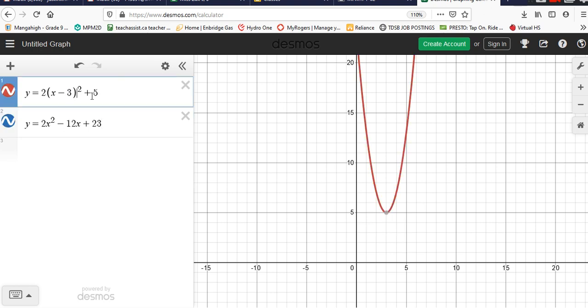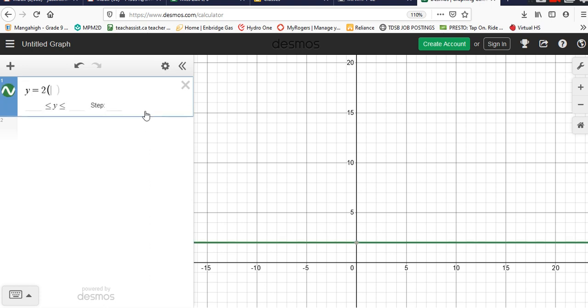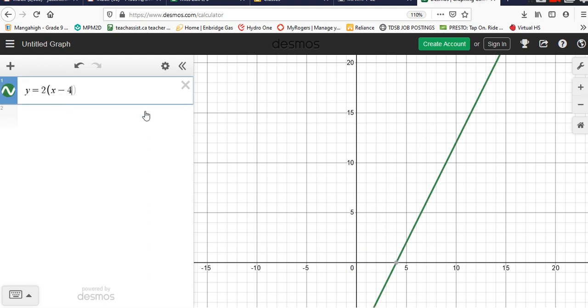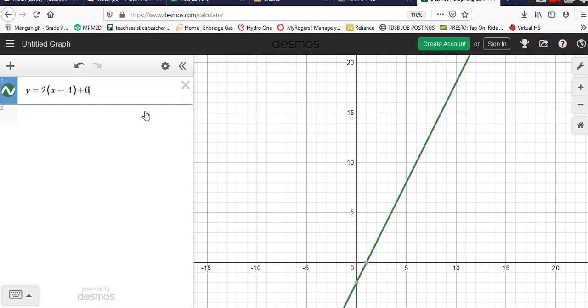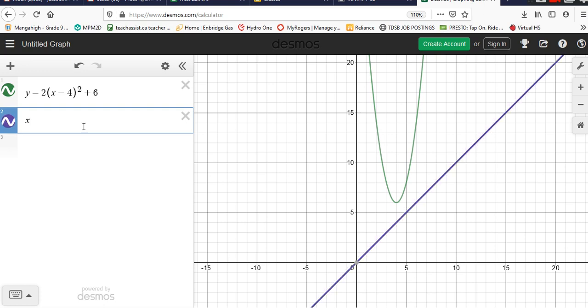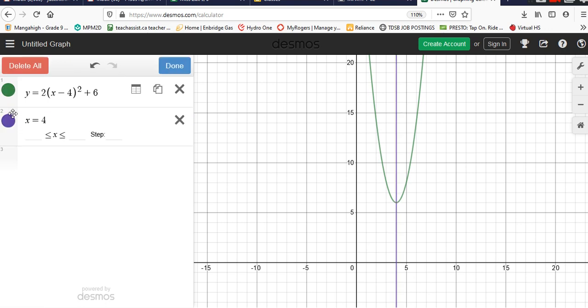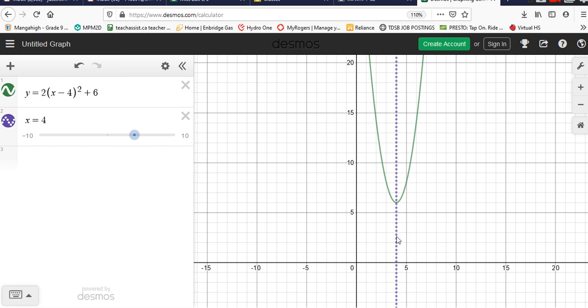Okay, so let me just delete these, and I'm going to write any vertex form. So (x minus 4) squared plus 6, let's say. Oops, I forgot the square up top. Then that means I know our vertex is at (4, 6), which means our axis of symmetry should be at x equals 4. And sure enough, I'm just going to make this dotted so it's clear. So sure enough, x equals 4 is indeed our axis of symmetry. And there you have it.